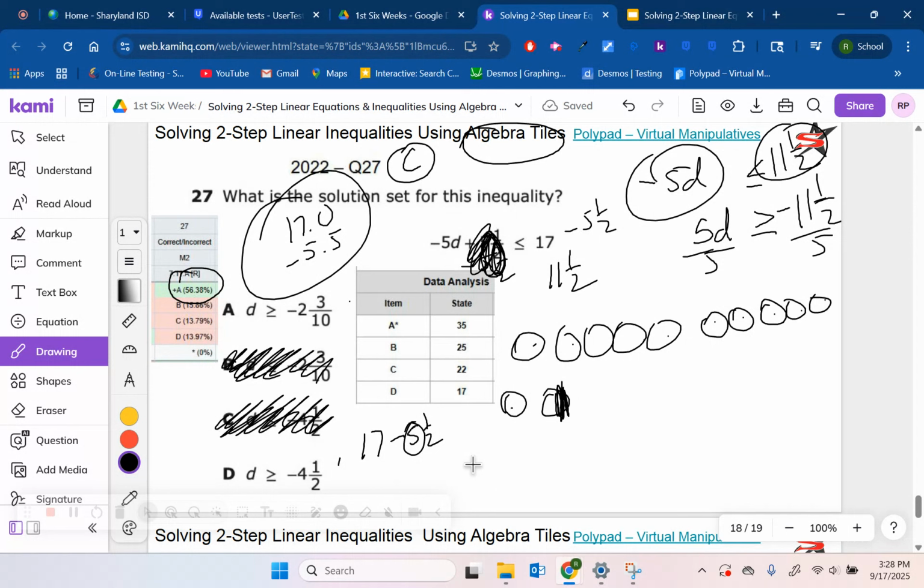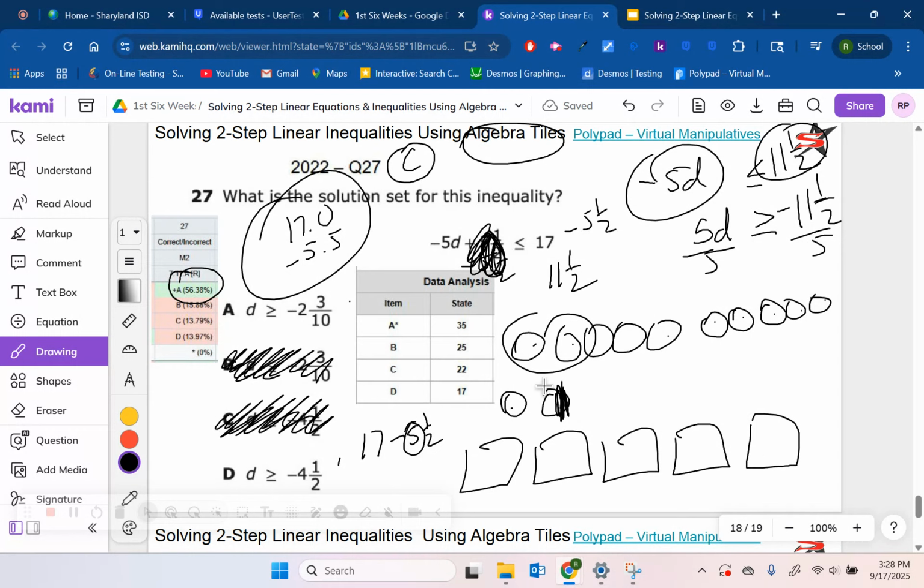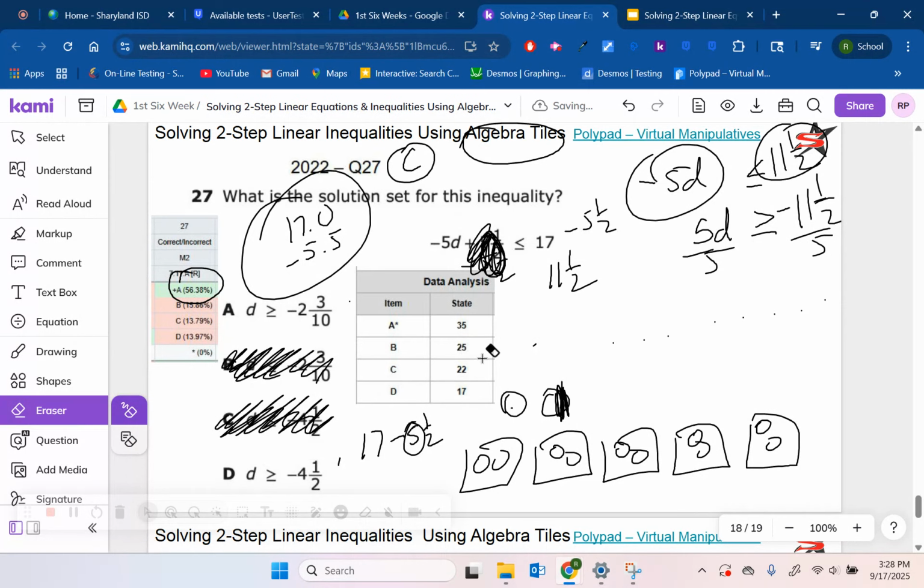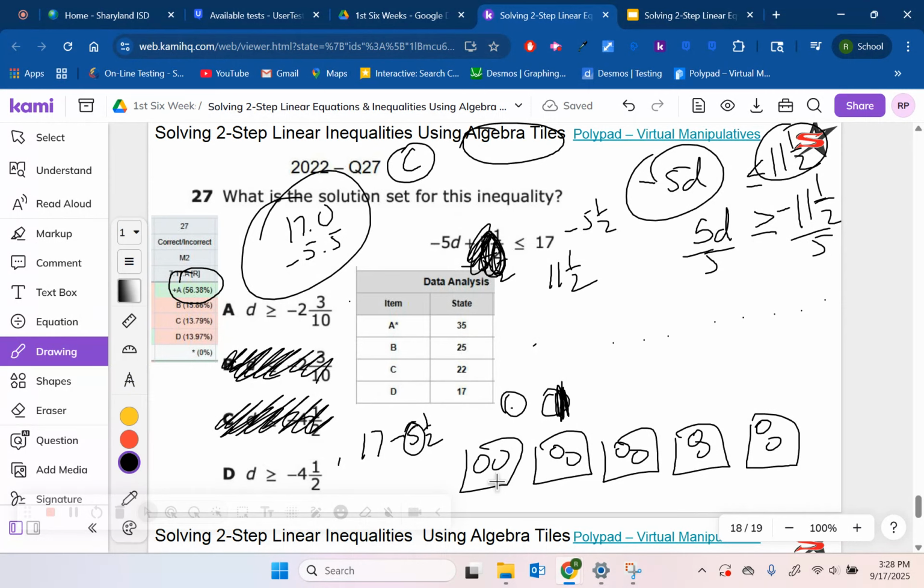If I divide by 5, I can represent that like if I was in second grade. You two go here, you two go here, you two go here, you two go here, and you two go here. So right off the bat, just by dividing there, my answer is 2 point something. It's not negative 4. My answer could only be A.